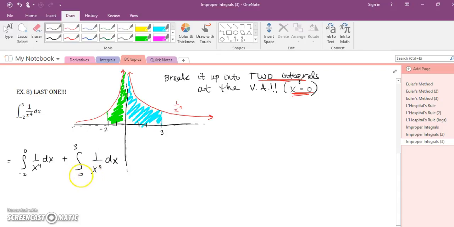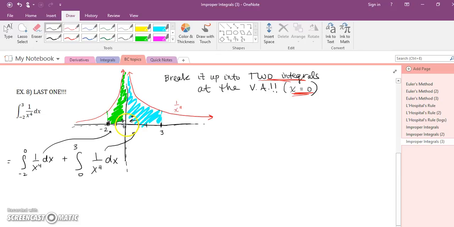Double the fun here. 2 different improper integrals. Again, there's no infinity at the lower and upper limits. The issue comes if I'm going from -2 to 0, that's this guy in green. -2 is good to go. It's the 0 that's the problem. You're going to approach 0 from the left here. And then from 0 to 3, that's in blue. 3 is good to go, but as I approach 0 from the right this time, that's where the issue lies.